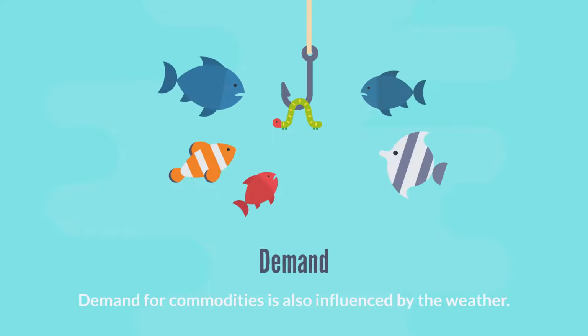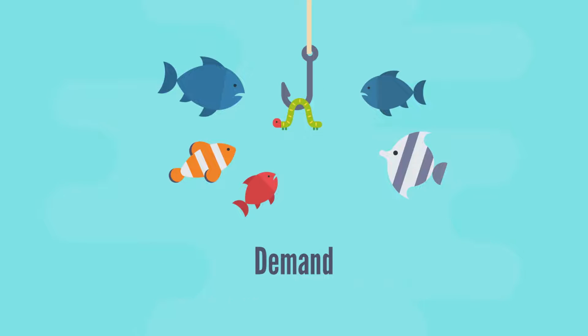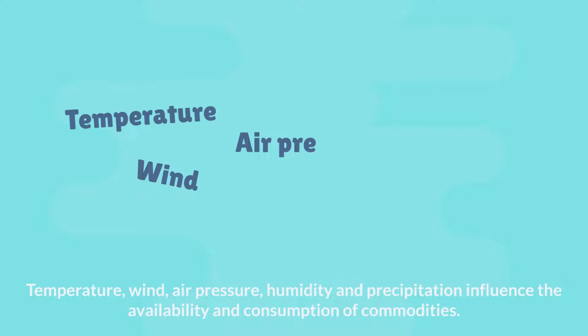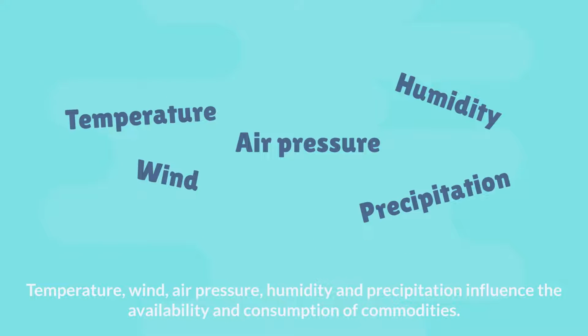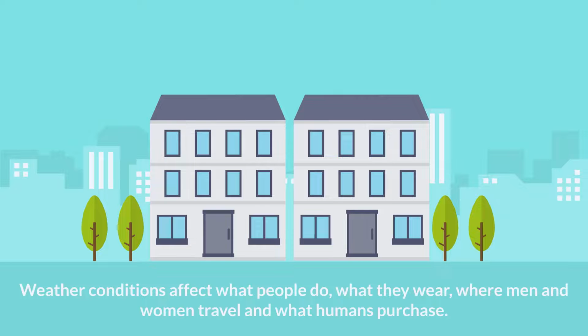Demand for commodities is also influenced by the weather. Temperature, wind, air pressure, humidity, and precipitation influence the availability and consumption of commodities. Weather conditions affect what people do, what they wear, where men and women travel, and what humans purchase.